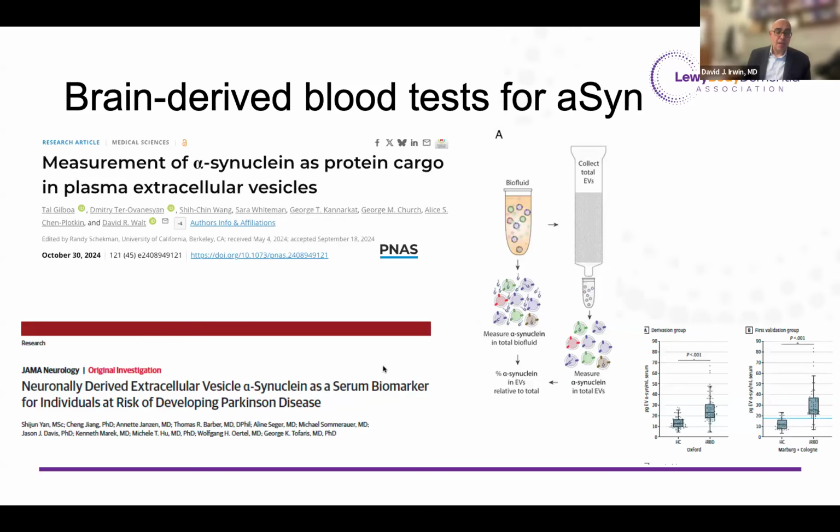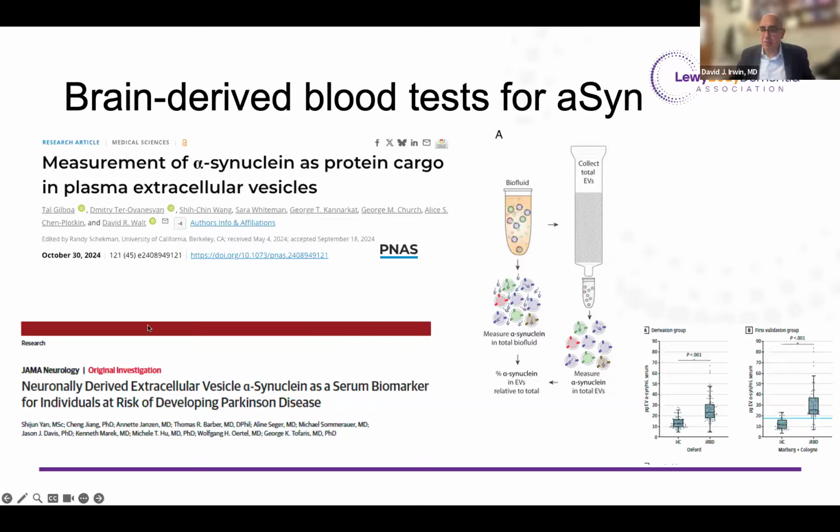And to circle back from the bench to the bedside, this is work from Alice Chempropkin and colleagues with David Walt at MGH, looking at new ways to measure blood-specific tests for alpha-synuclein, something called extracellular vesicles. The methods are complicated, but to briefly summarize: in the blood, there are very microscopic and small numbers of what are called vesicles that can be derived from the brain. With new technology, we're able to measure these very small amounts. And this study provides proof of concept that there may be elevations, or at least relatively higher alpha-synuclein, in these brain-derived cargo packages compared to the rest of the blood.